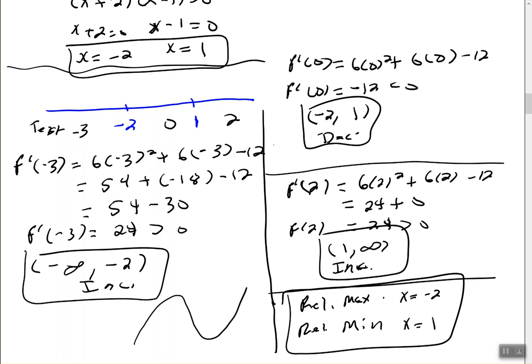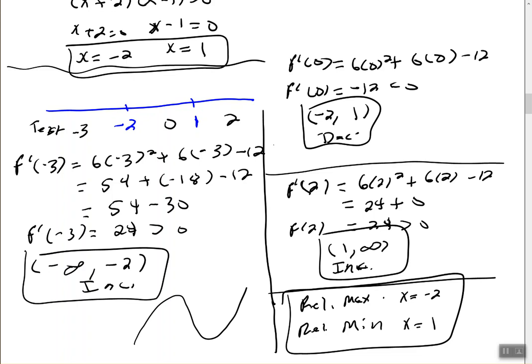Now, if it needs the exact point, if it's asking for the ordered pair, then you need to take the -2, plug it back into your original function so you can find the y value that goes with it, and take the 1 and plug it back into the original function so you can find the y value that goes with it, the actual coordinate. So when you want the actual coordinate, you want to plug it back into the original function, not the derivative.